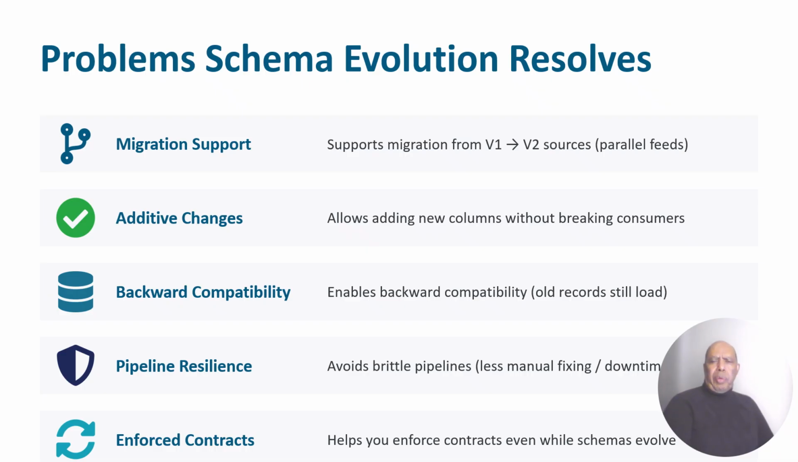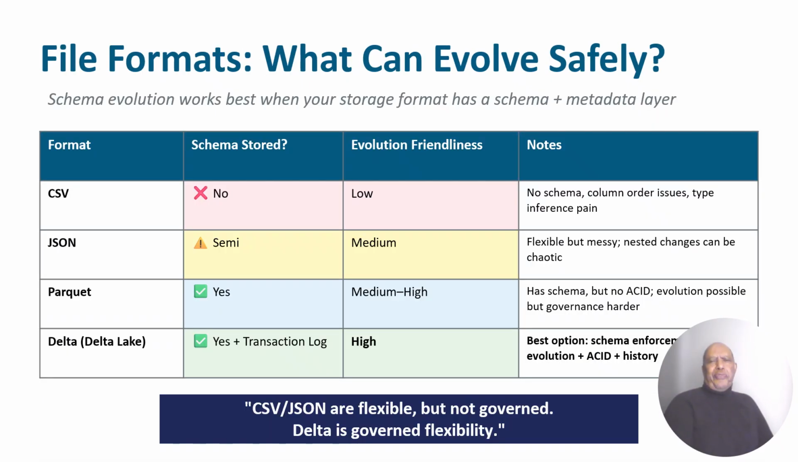Now let us talk about which file formats actually support this. Not all file formats are created equal when it comes to schema evolution. So let me break this down. CSV, this is low evolution friendly. CSV does not store schema at all.